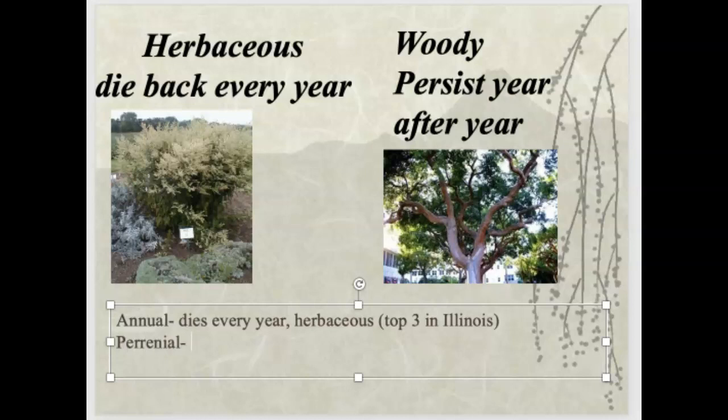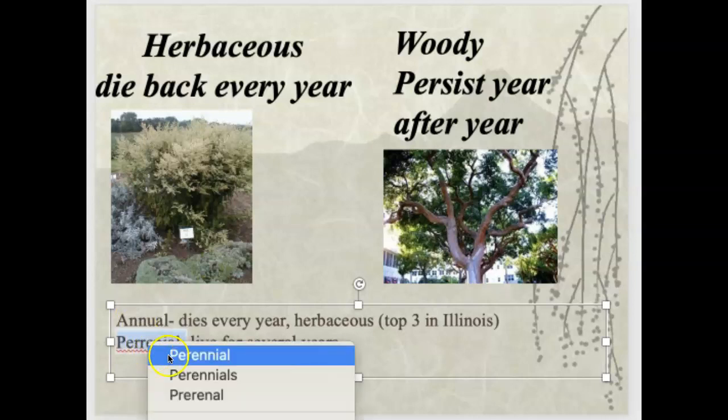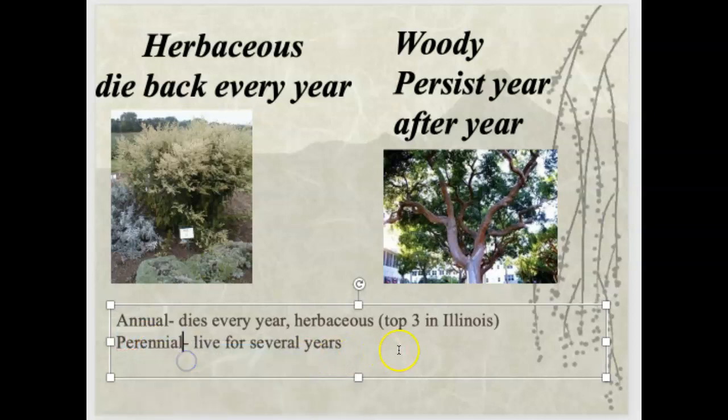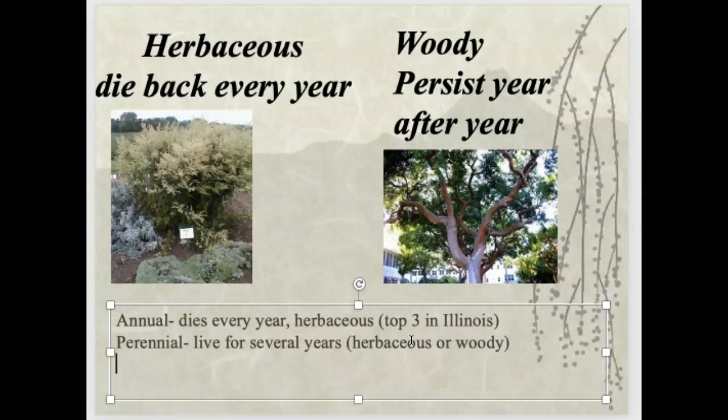Perennials are going to be plants that live for several years. Now, these could be herbaceous or woody. They could be around for quite a while. Look out your window. Again, what plant do you see year after year after year after year? Sometimes they come back from the root system. They die off at the end of fall and then come back from the root system again.